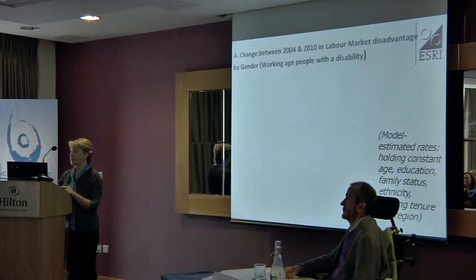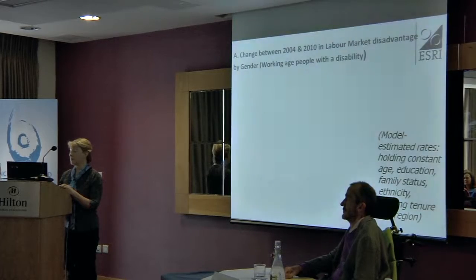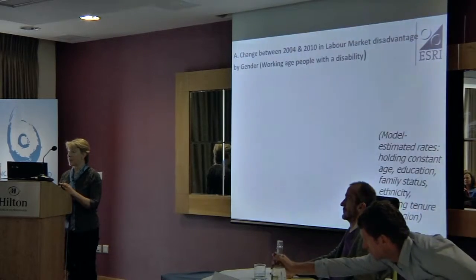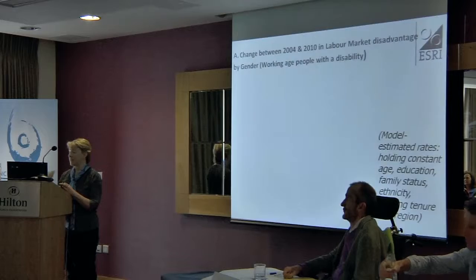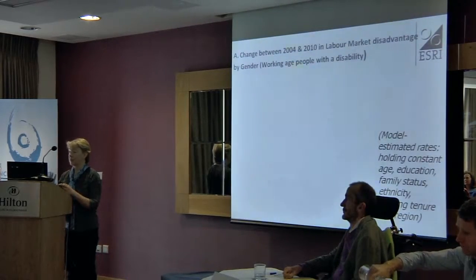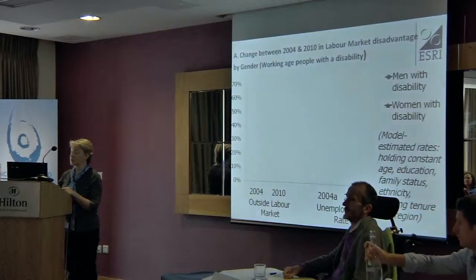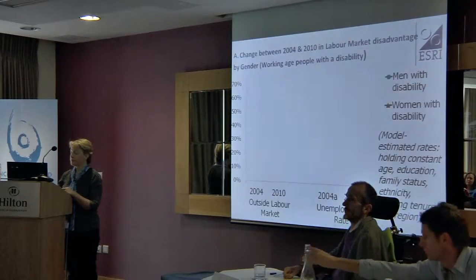I'm going to show you the figures for men and women separately. They're the model estimated rates, so we're holding constant other characteristics. We're saying, what if men and women had the same age range? What if they had the same levels of education, marital, family status, housing, and lived in the same regions? What would we find in terms of labour market participation and unemployment?